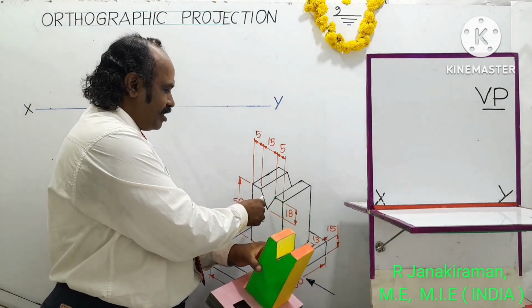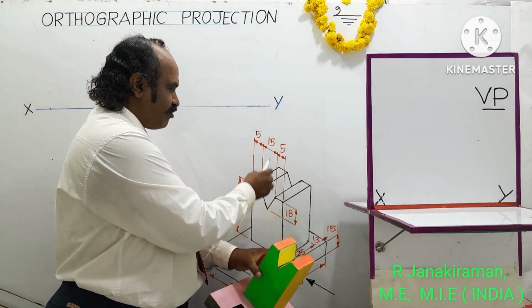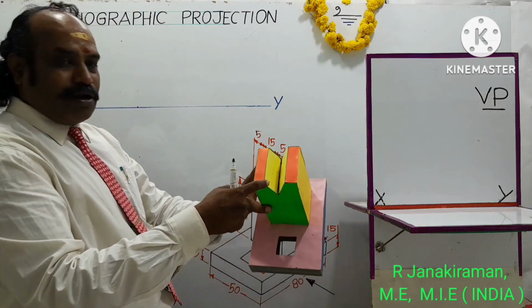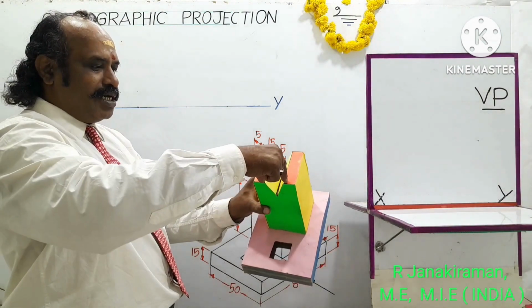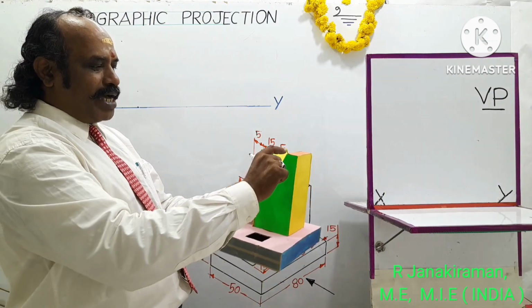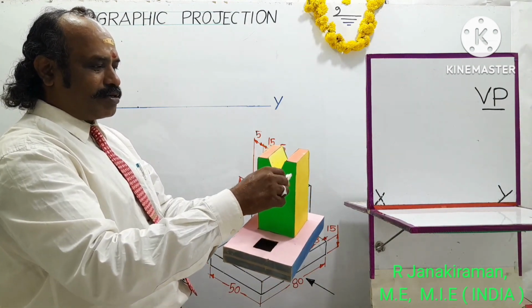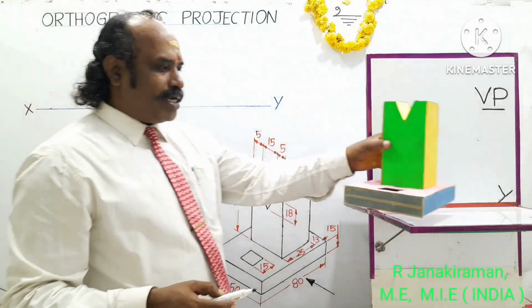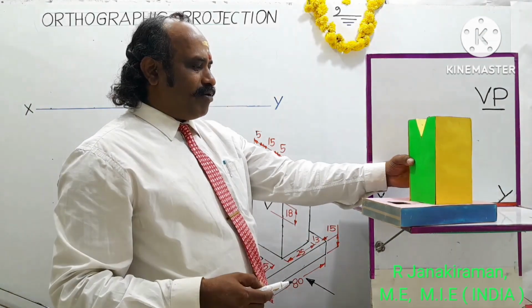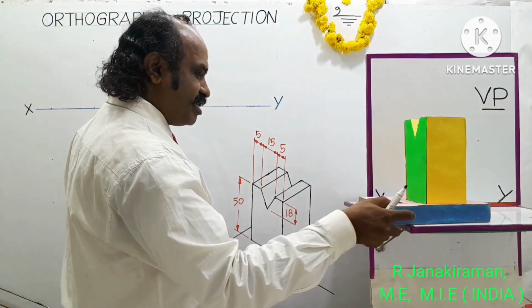The passage of the V groove will have a width equal to 15 mm. This is shown in yellow color. The width is 15 mm. Land thickness is 5 mm and 5 mm. The depth of the passage is 18 mm from the top surface of this square block attached to the base of the object.